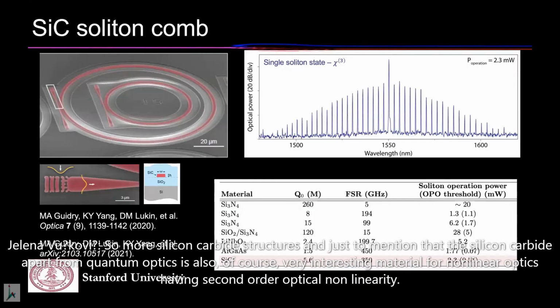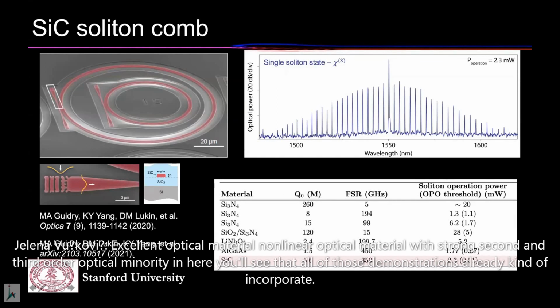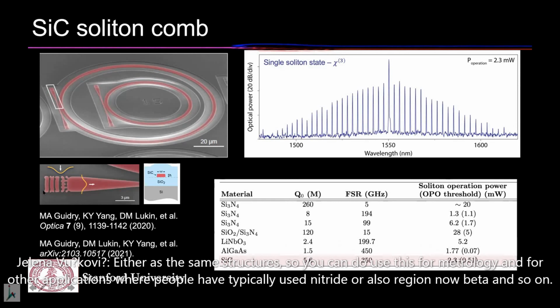And just to mention that silicon carbide, apart from quantum optics, is also, of course, a very interesting material for nonlinear optics, having second-order optical nonlinearity. Recently we demonstrated also single soliton state in silicon carbide with thresholds comparable to other materials. So it's really an excellent nonlinear optical material with strong second and third order optical nonlinearity. And here you'll see that all of those demonstrations already incorporate inverse design structures. So you can use this for metrology and for other applications where people have typically used nitride or also lithium niobate and so on.